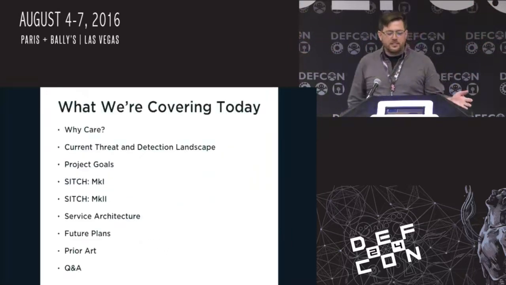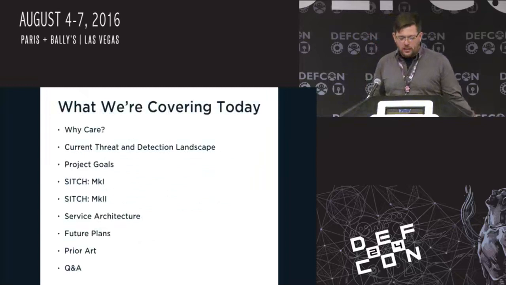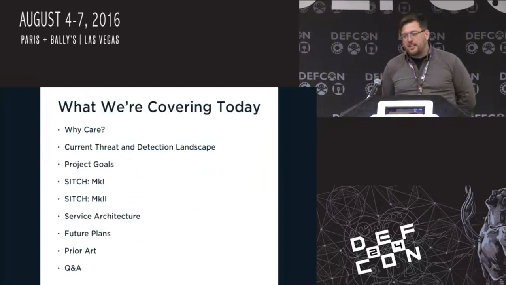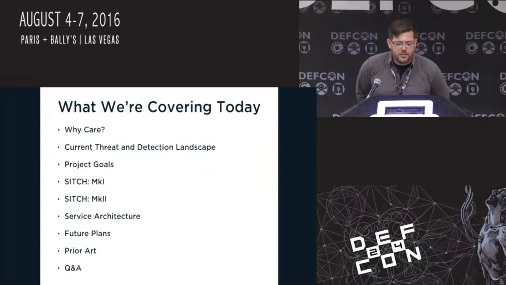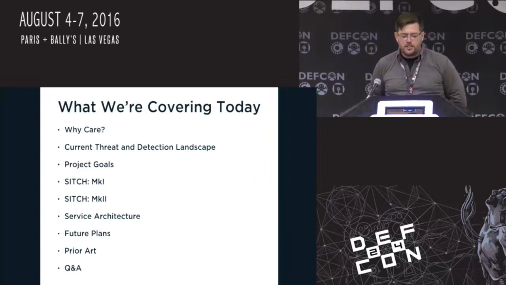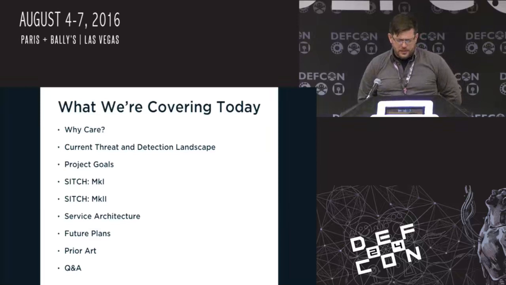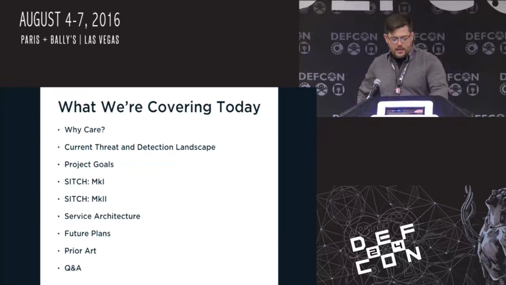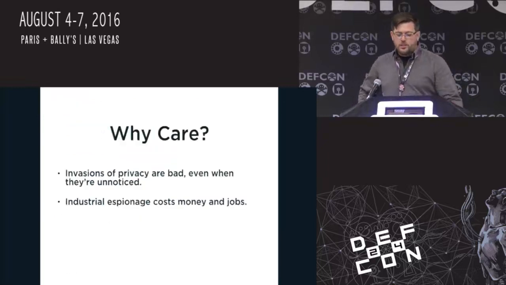So here's what we're going to cover. First off, why you should care, the current threat and detection landscape, the original project goals, two iterations of the sensor, and the service architecture, because it's a split architecture setup, future plans for the project, and that's where I beg you for your help and pull requests, a nod and a hat tip to prior art, and Q&A.